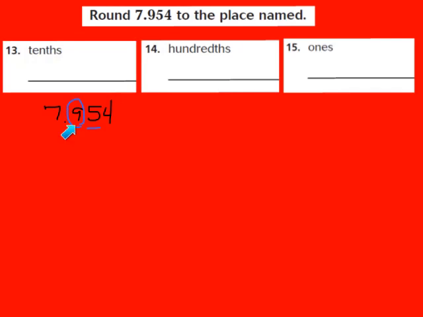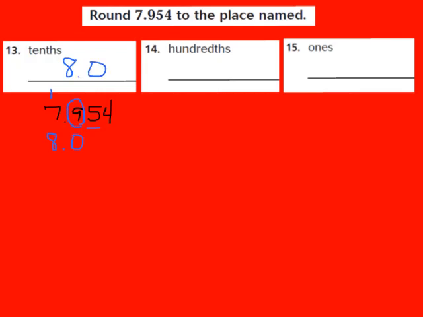So what happens is this: 9 plus 1 becomes 10. In place of that 9, I'm going to write down a 0 to represent my 10, and then I'm going to regroup the 1. And 1 plus 7 is now going to give me 8. So what I have now is 8 and 0 tenths. So when I round the decimal given, 7 and 954 thousandths, to the nearest tenths, my answer turns out to be 8 and 0 tenths.